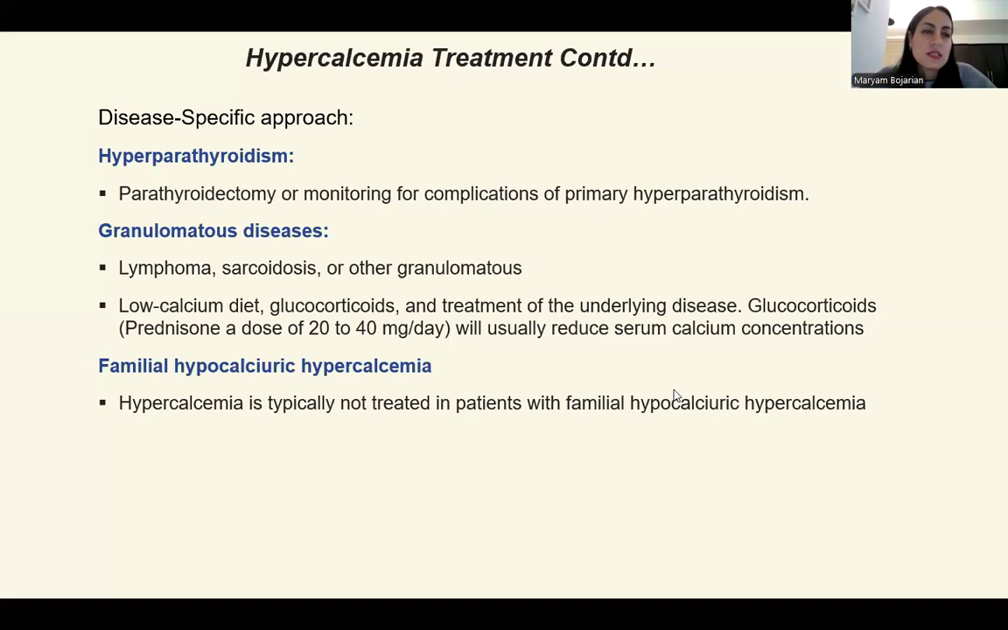If your patient has hypercalcemia in the setting of granulomatous disease, like lymphoma or sarcoidosis, or from a low calcium diet, you can treat your patient with steroids, usually prednisone at a dose of 20 to 40 milligrams per day. If your patient has FHH, or familial hypocalciuric hypercalcemia, we do not treat those patients. We let the patient know that they have this genetic problem, and we tell the patient not to let anyone touch their neck and not to go for surgery for mild hypercalcemia.